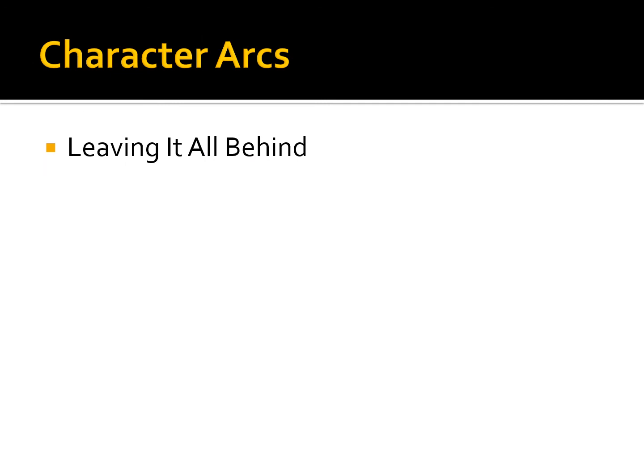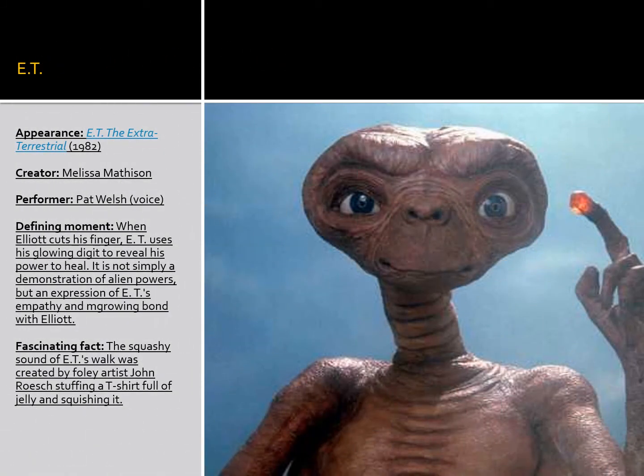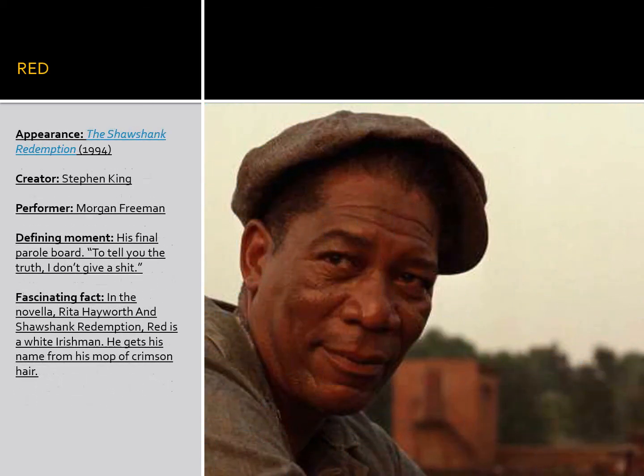The next character arc is leaving it all behind. It involves forgetting everything you know and love about your life in order to start a new one. An example of this character arc is E.T. from E.T. the Extraterrestrial, and Red from the Shawshank Redemption. Red has been in prison his whole life, and when he finally gets released, when he is an old man, he doesn't know anything in life except being a prisoner.